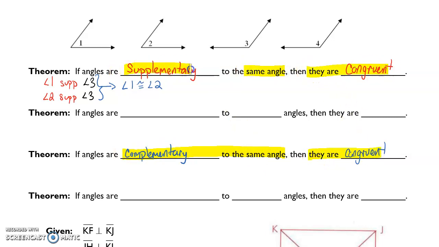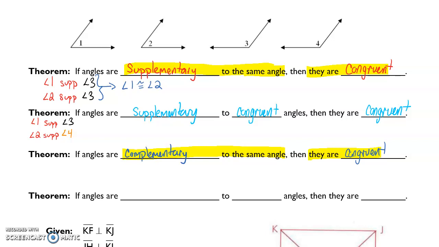Then they are congruent. So if angles are supplementary to the same angle, they're congruent, or complementary to the same angle, then they're congruent. Our other theorem is a little different though, because it says that if angles are supplementary to congruent angles, not the same angle, then they are also congruent.